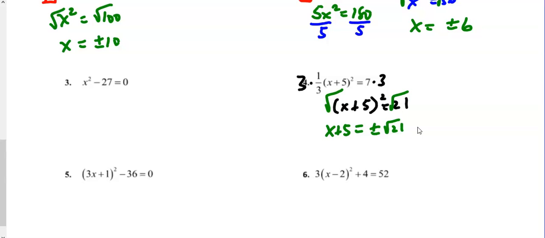There's no perfect square that goes into 21. The factorization would be 7 times 3. So we're going to leave that. But we're going to have 2 separate answers still, because we're still going to subtract the 5. So we'll have negative 5 plus or minus the square root of 21. So if you had to write 2 separate answers, you would have x is equal to negative 5 minus the square root of 21 and negative 5 plus the square root of 21. Both answers. Okay?